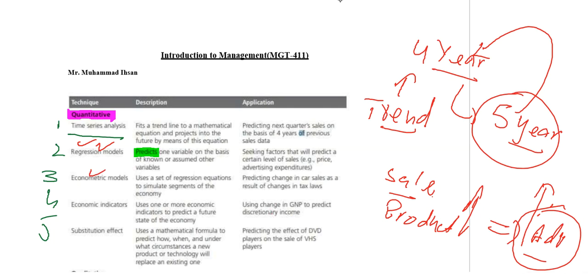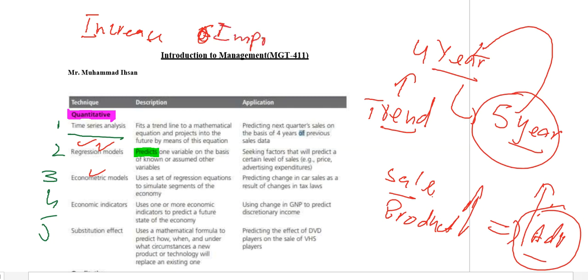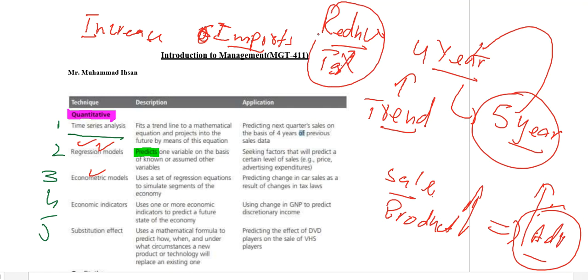Here we use different regression equations to simulate segments of an economy. For example, if we want to increase imports of certain products, we can reduce tax on that specific product. If we reduce tax, then the imports will be increased.